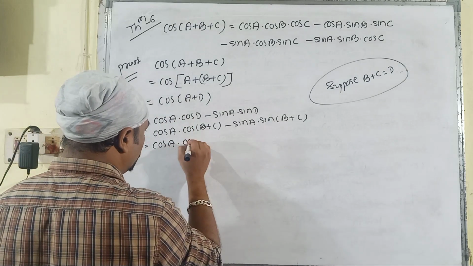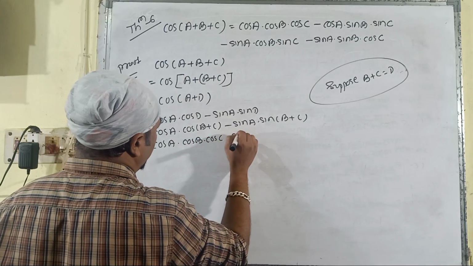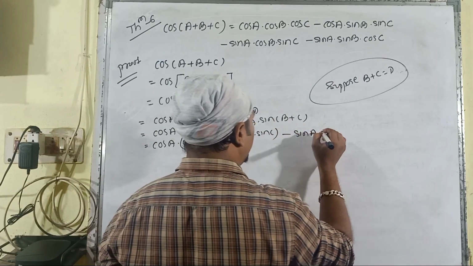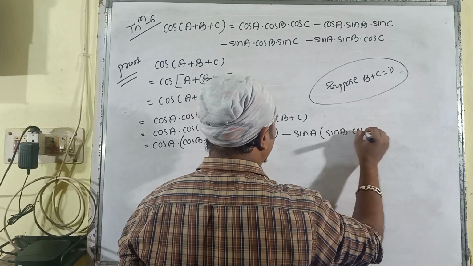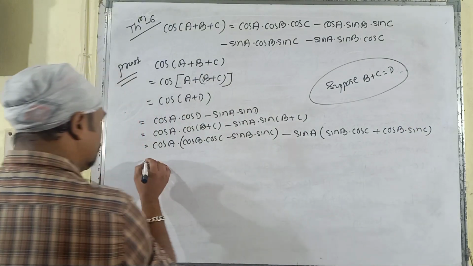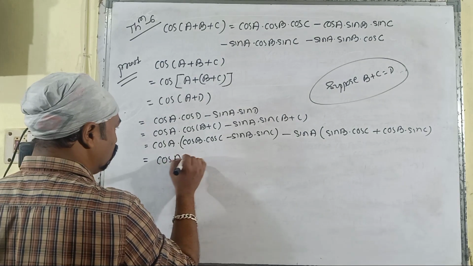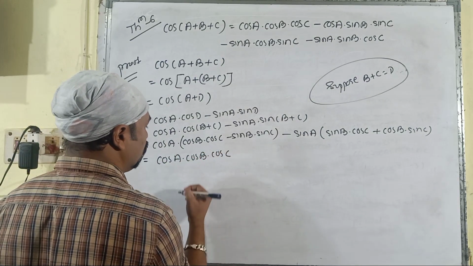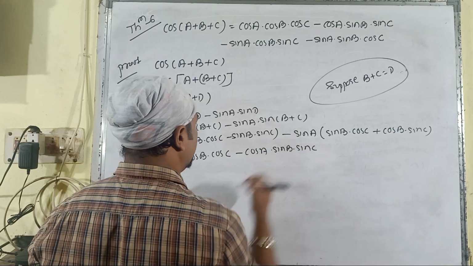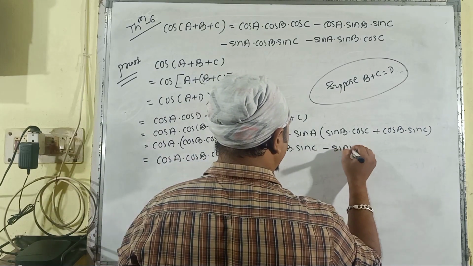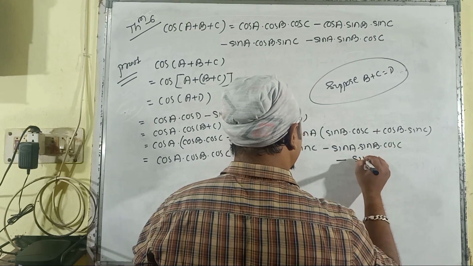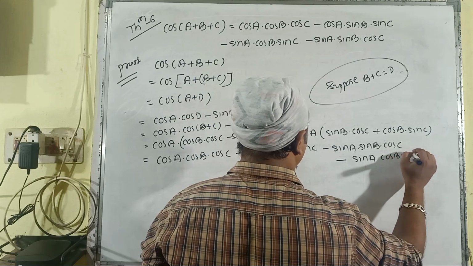Then applying the value of cos(B+C) here, cos B into cos C minus sin B into sin C, minus sin A multiplied with sin B into cos C plus cos B into sin C. Then multiplying these terms here, it will be cos A multiplied with cos B multiplied with cos C minus cos A multiplied with sin B into sin C, then minus sin A into sin B into cos C, minus sin A into cos B into sin C.